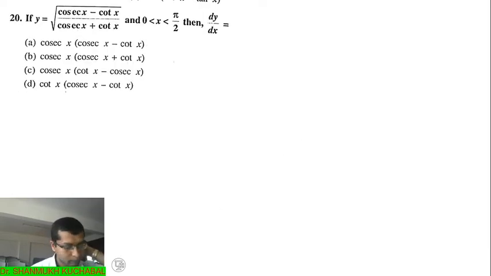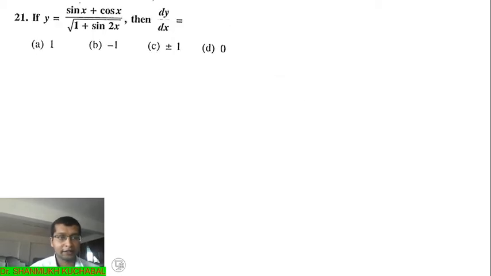Okay, next, example number 20: y equals the square root of (cosec x minus cot x) divided by (cosec x plus cot x). The denominator we need to rationalize, so we multiply and divide by (cosec x minus cot x), as we have simplified in the previous example. The same procedure we have to follow to get the solution for this example. Do it yourself. Okay, we move to our next example.